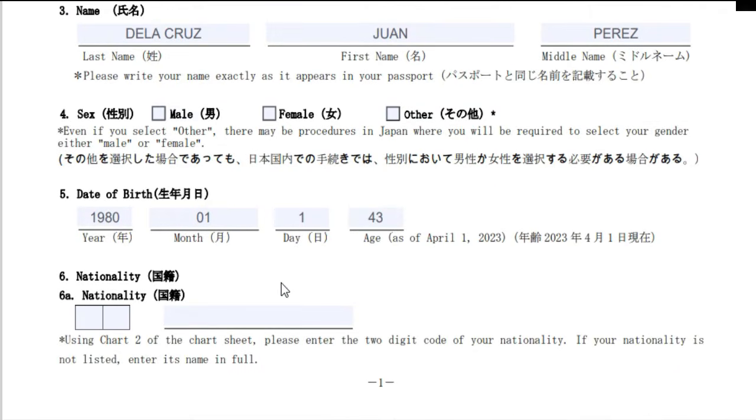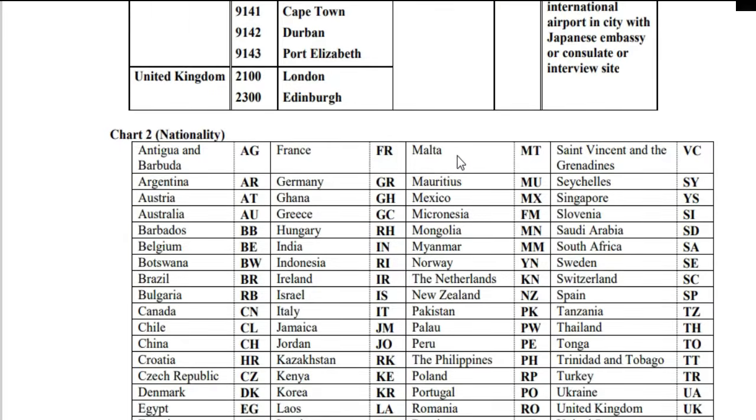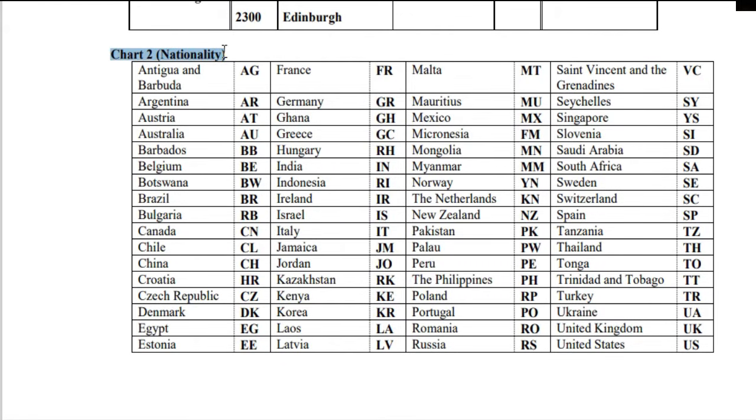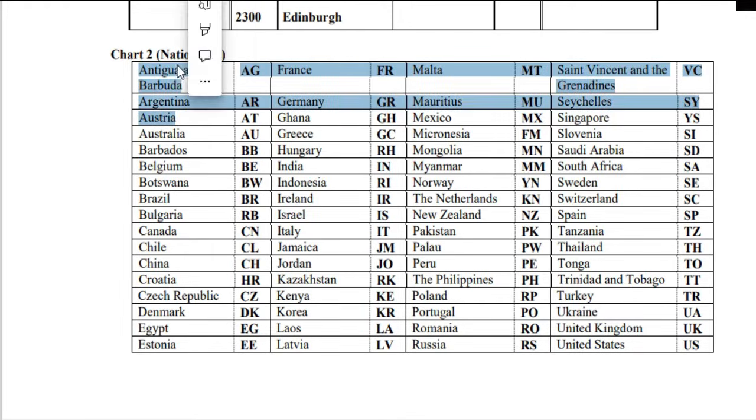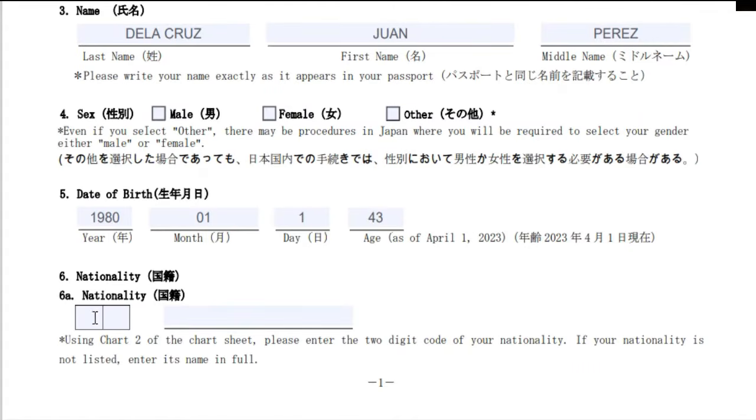Next one is your nationality. Again, you have to refer to the attached chart sheet for the nationality code. So this is chart number 2, nationality. Make sure that you write the correct code. What's written on the left column is the full name of the country, and on the right column is the abbreviation or the code for that country. So for example, the Philippines is here, and the code is PH.